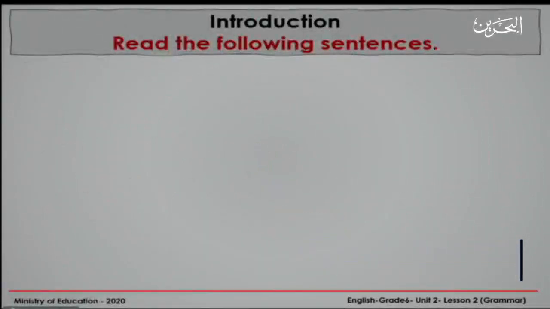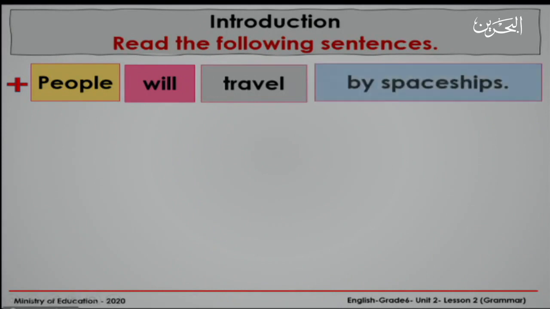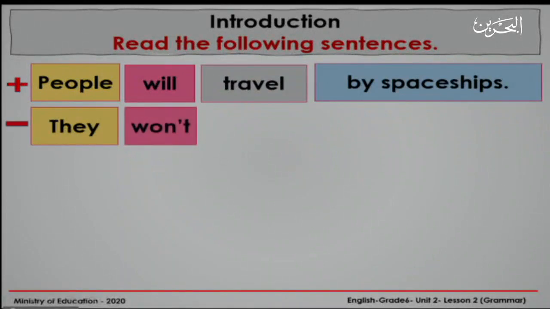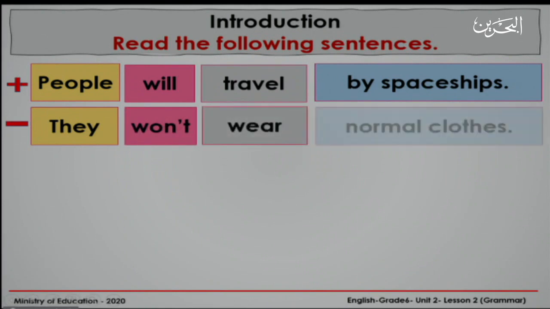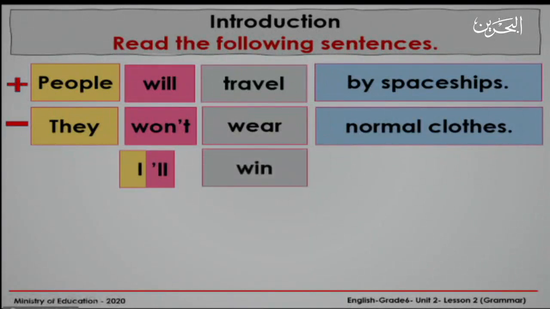Now, let's read the following sentences together. People will travel by spaceships. We use will for the affirmative sentences. They won't wear normal clothes. We use won't for negative sentences. I'll win the first place.